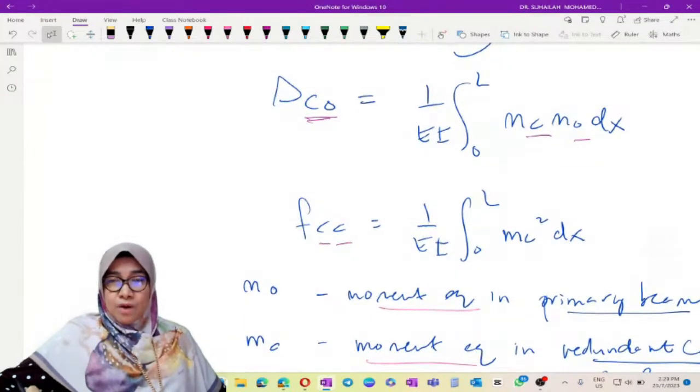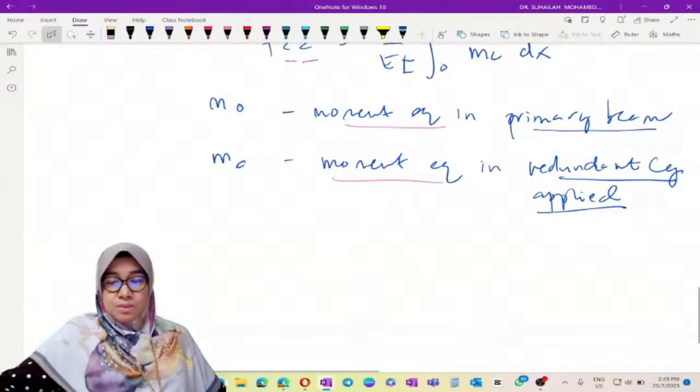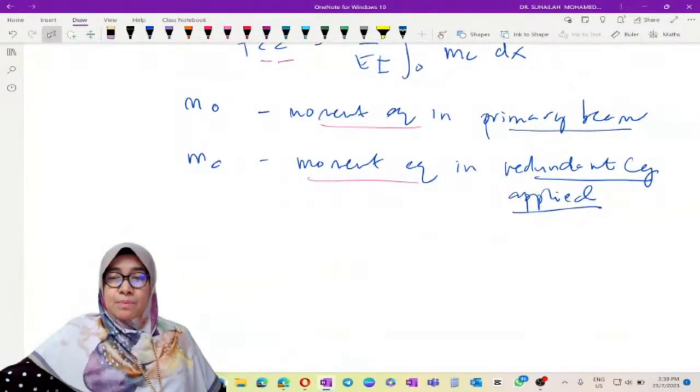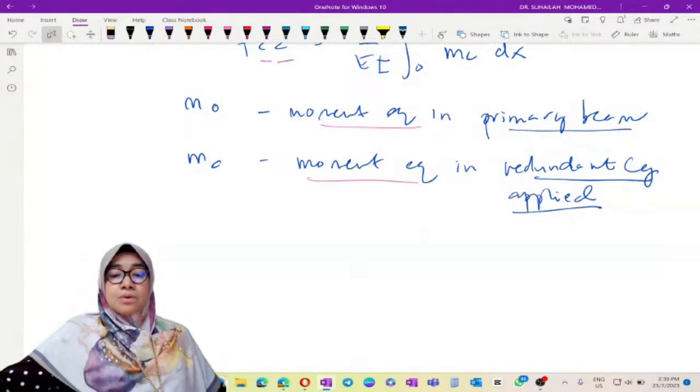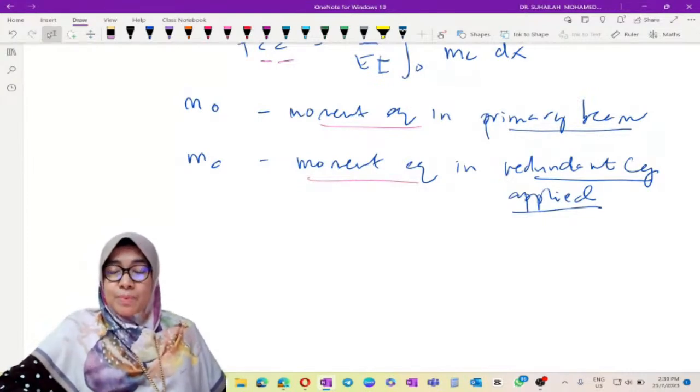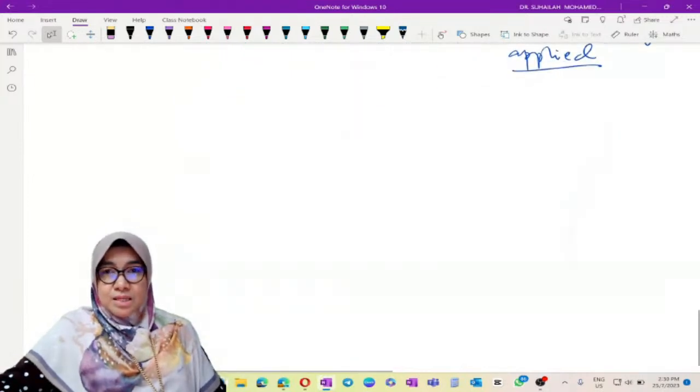From this formula, we will write the moment equation. We will analyze two systems. System number one is called the primary beam or primary structure. M naught is the moment equation in the primary structure, and MC or M1, we can use either one, is the moment equation in the redundant system, the redundant beam. So we will start with analysis of the primary beam.